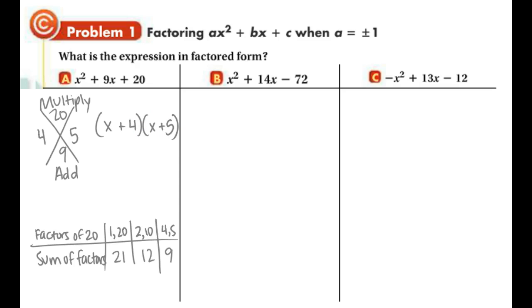In part B, we have the quadratic x squared plus 14x minus 72. So setting up my x, I have negative 72 on top and 14 on bottom. So we want to think of two numbers that multiply to give you negative 72 but add to give you 14. So let's take a moment and make a similar table.